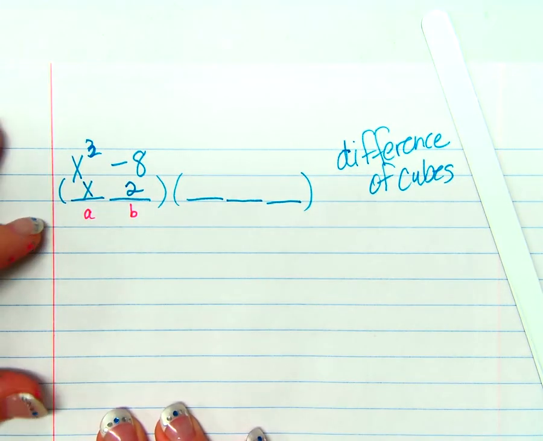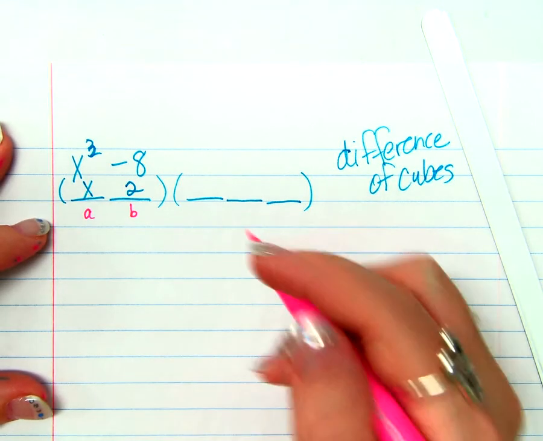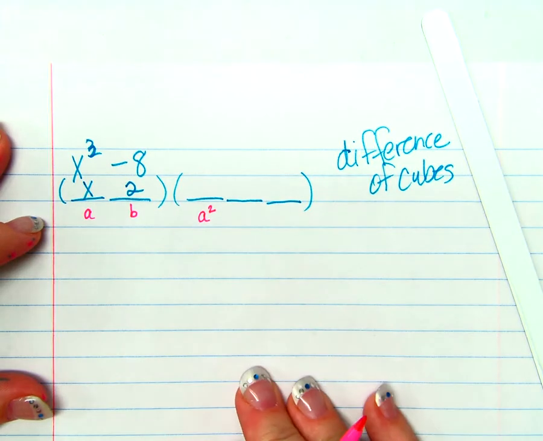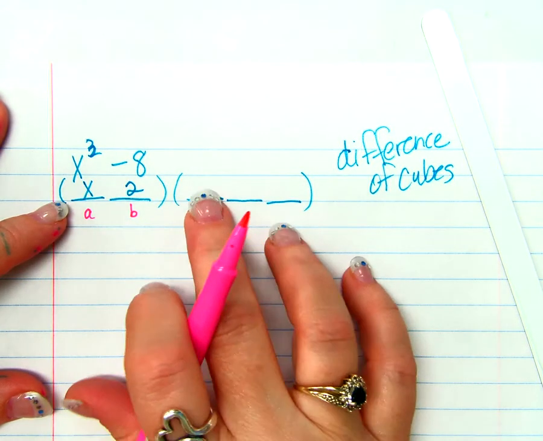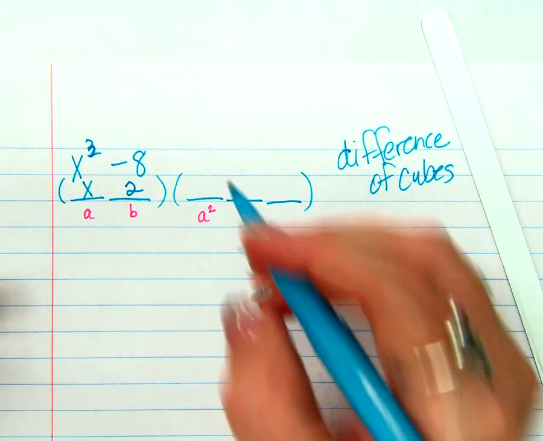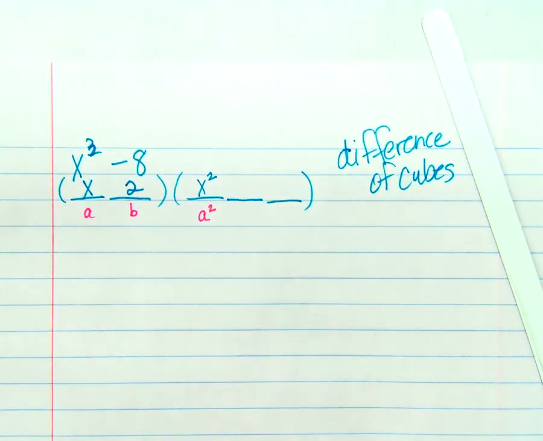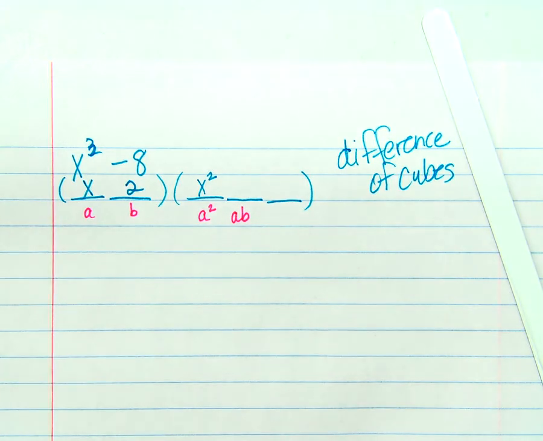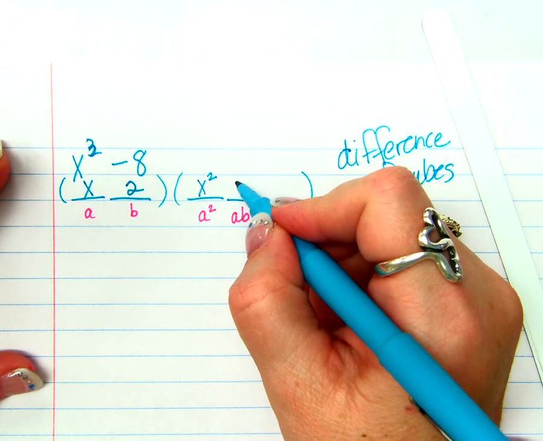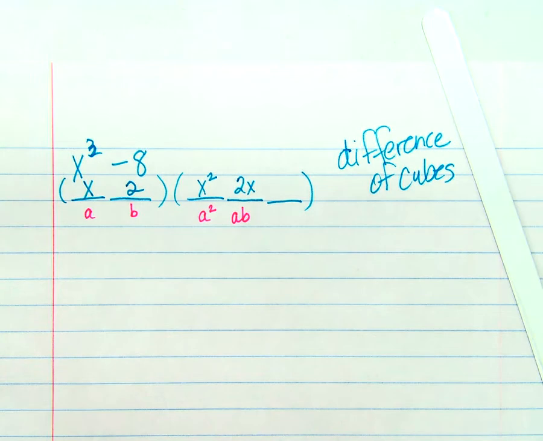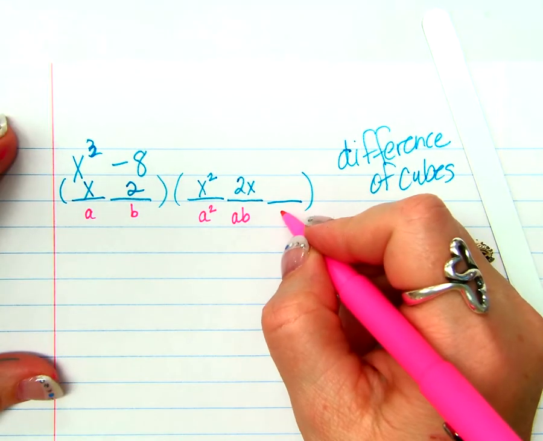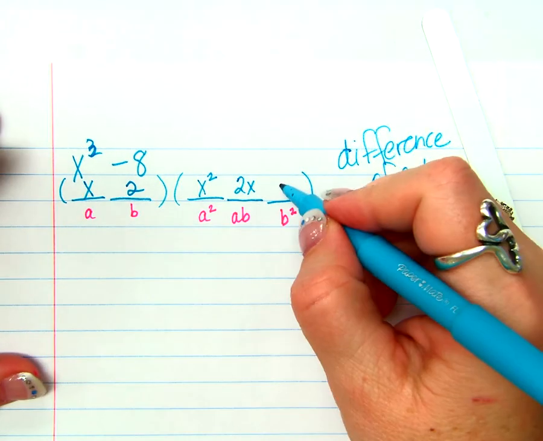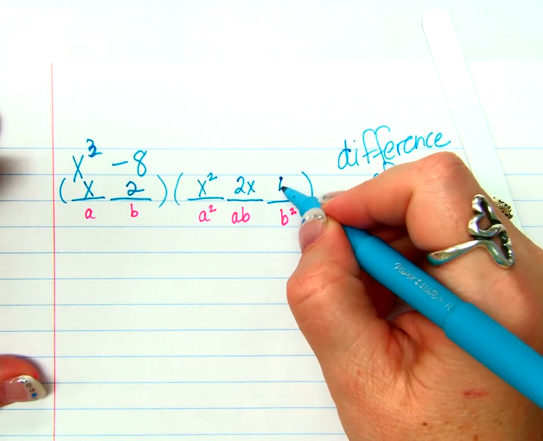Okay? To find our trinomial, for the first term in the trinomial, we're going to say A squared. So in this particular problem, what goes right there? X squared. The second term in our trinomial is AB. So what goes here? 2x. And the last term in our trinomial? B squared. So in this particular problem it is 4.